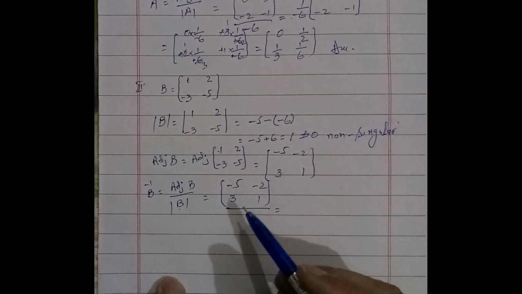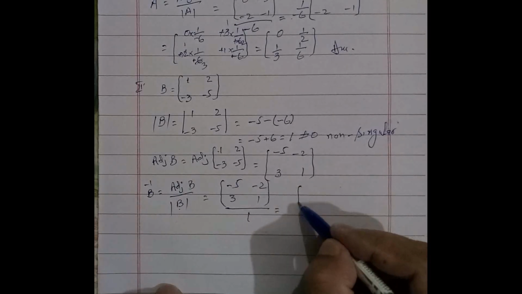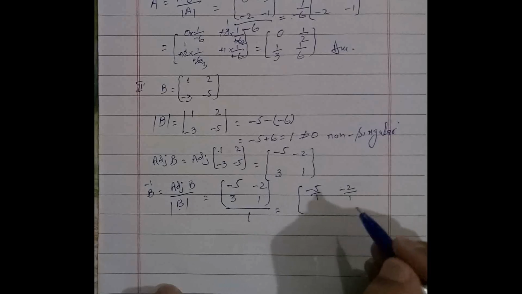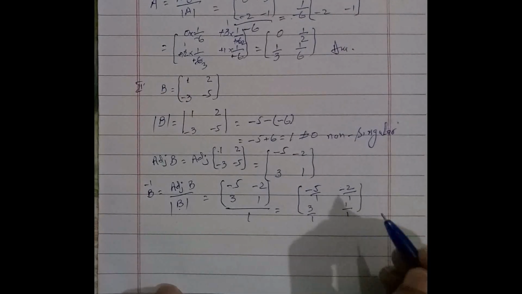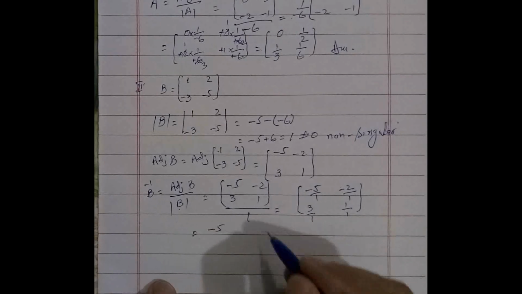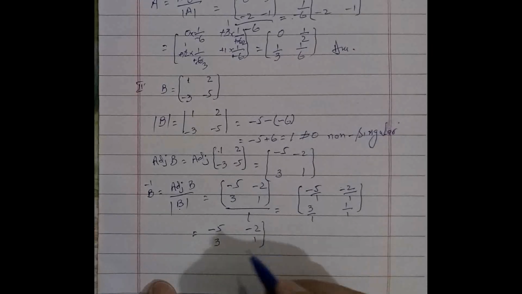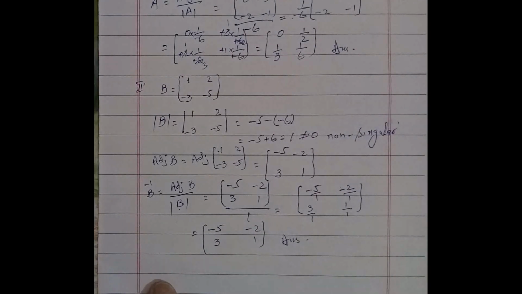And now we divide all the values by the determinant. We find minus 5 over 1, minus 2 over 1, 3 over 1, 1 over 1. Simplify these values. We get minus 5, minus 2, 3 and 1. And it is the inverse of the B matrix. And it is the second part of question 3.